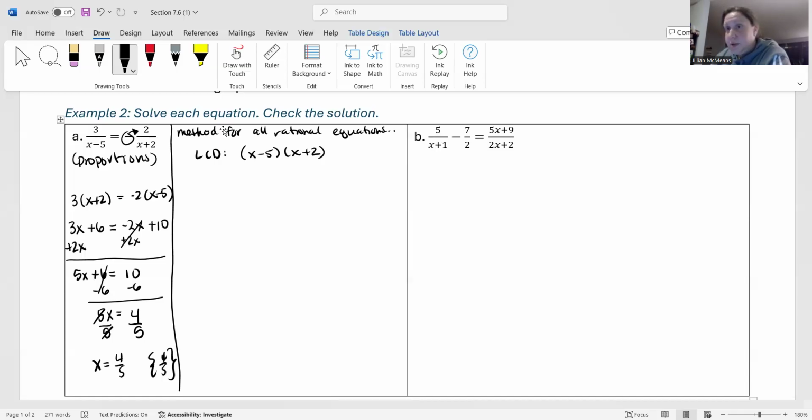So now what we want to do is take the LCD and multiply it by all of our terms. So I get x minus 5 times x plus 2 times 3 over x minus 5, equals x minus 5 times x plus 2 times negative 2 over x plus 2. A little scrunch, but I think we fit it. Now what we need to do is simplify out the denominators and then solve whatever's left.